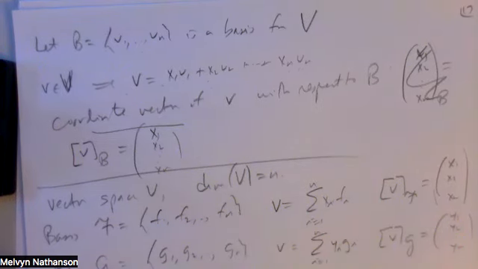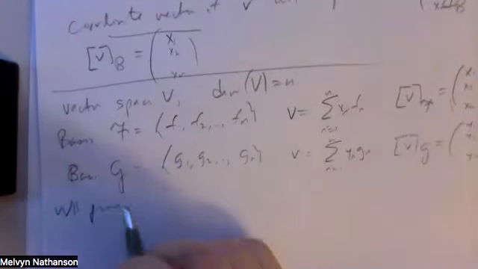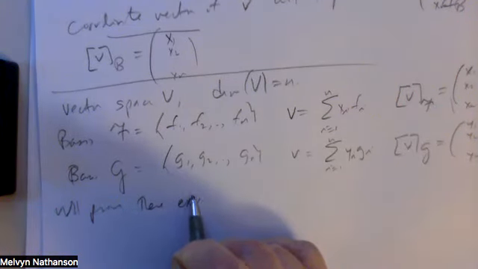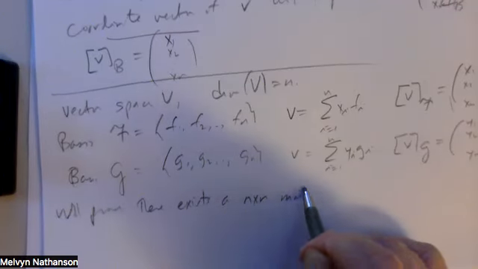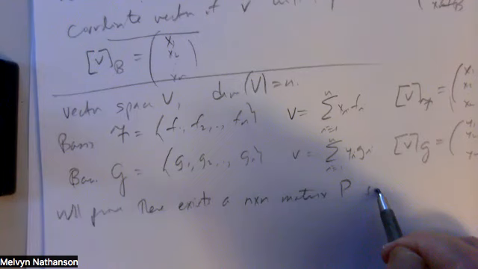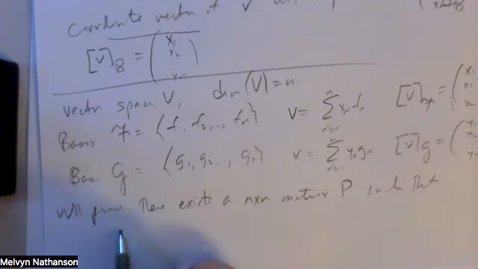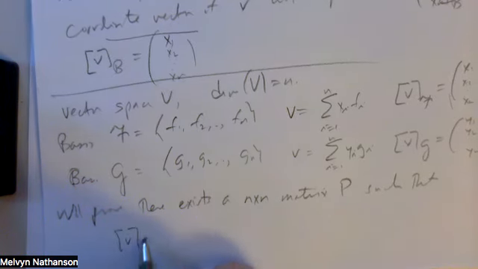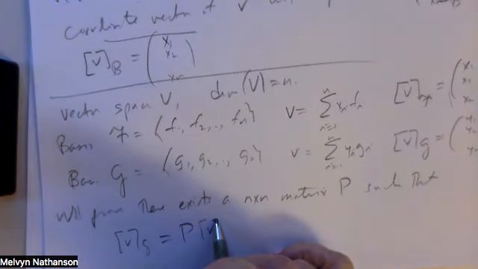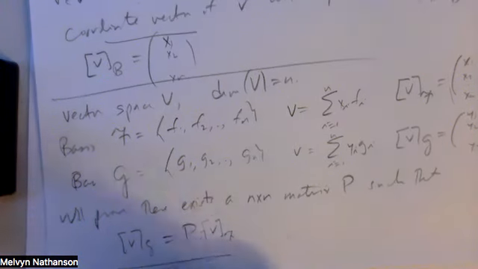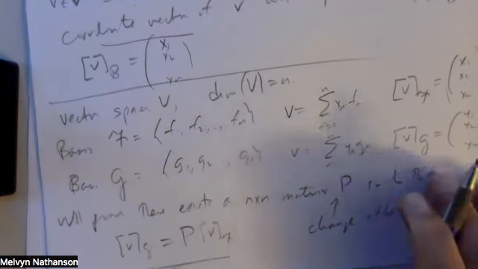And we'll prove that there exists a square matrix, an n by n matrix P, such that the coordinate vector of v with respect to G is the matrix P times the coordinate vector of v with respect to F. And this is called the change of basis matrix.